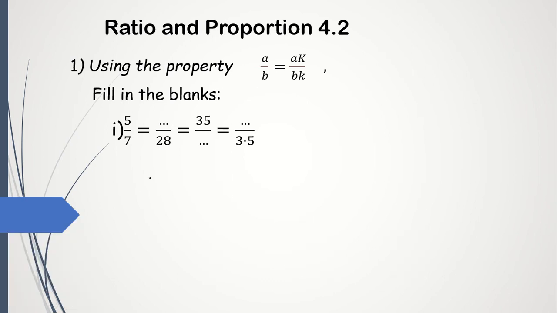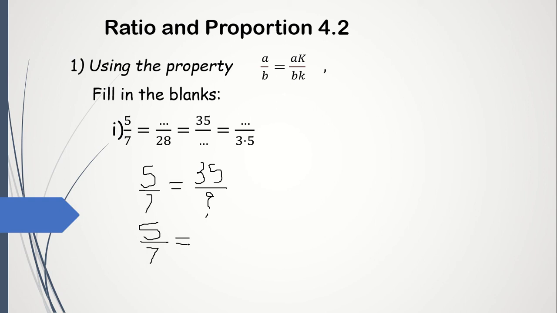Then the next one, 5 upon 7 is equal to 35 upon blank. What is the value here? We have to find it. Same way, we don't have to cross multiply, we have to use this property only and solve.